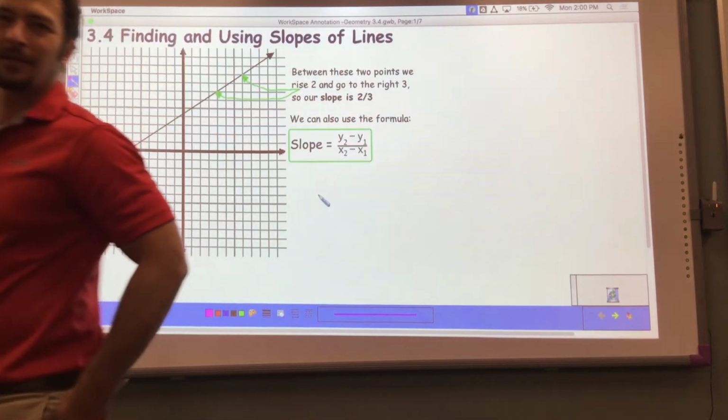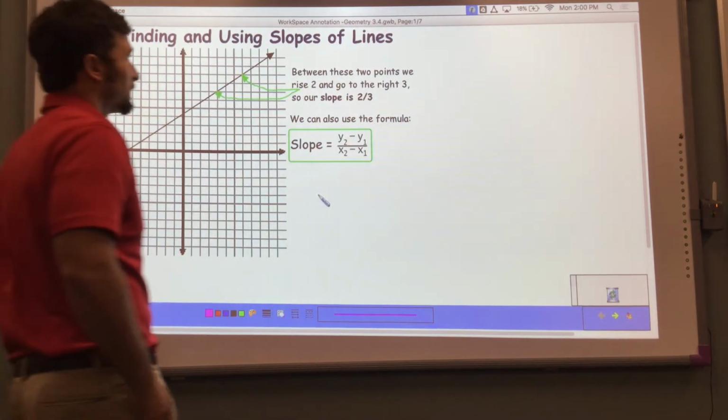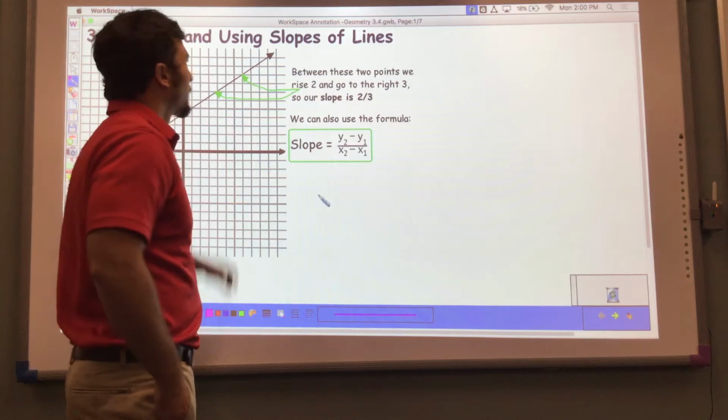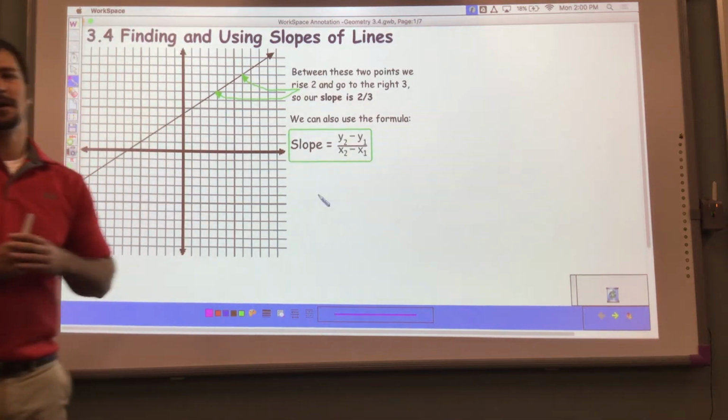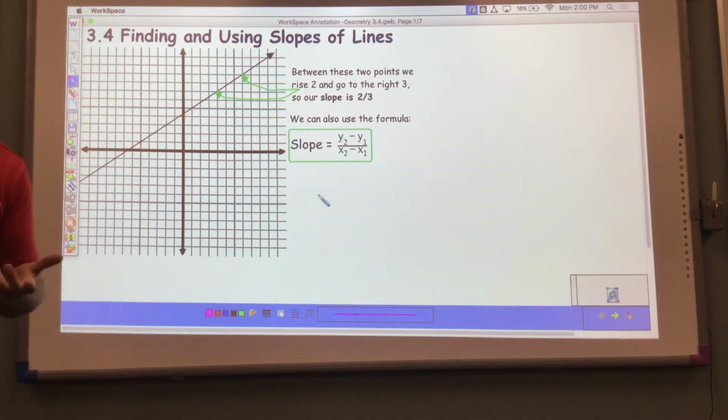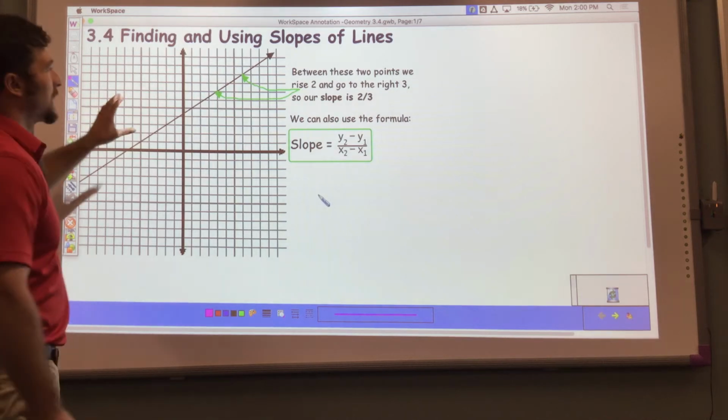Well, hello there. Time for another exciting episode of geometry. Today we're going to be learning about slopes and how they relate to parallel and perpendicular lines, which you've been talking about before. So right off the bat, let's talk about how to find the slope.